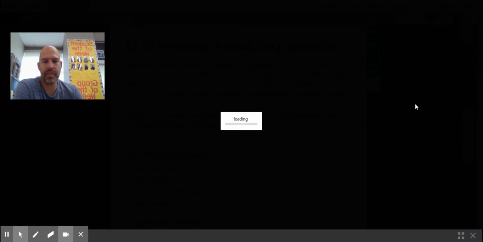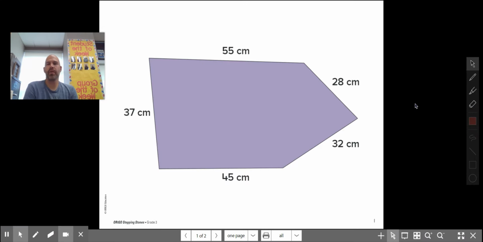So to get us started, we're going to start with our slides. Now, just a quick review. As far as perimeter goes, remember, perimeter is a measurement that measures all the way around the outside edge of a given object or shape, okay? So right here, we have 55 centimeters long, 28 centimeters long, 32 centimeters long, 45 centimeters long, 37 centimeters long. To find the perimeter, we are going to need to measure, correct?